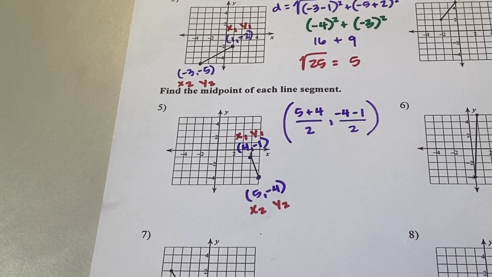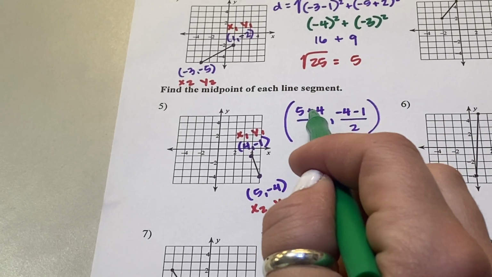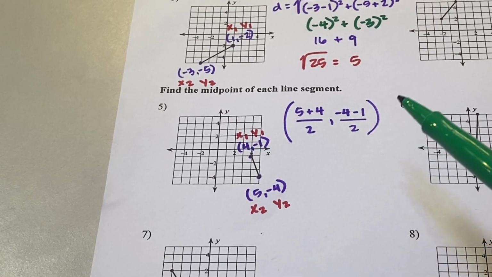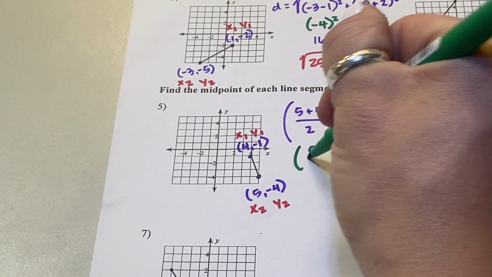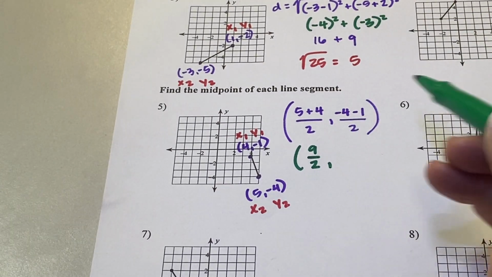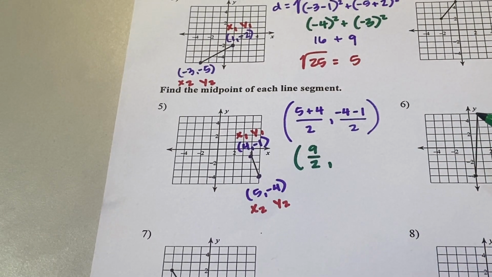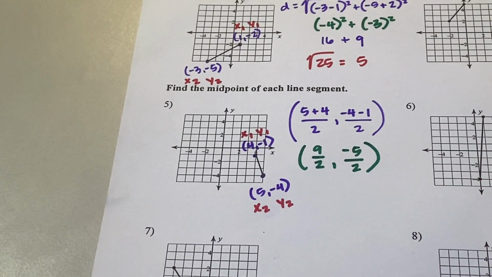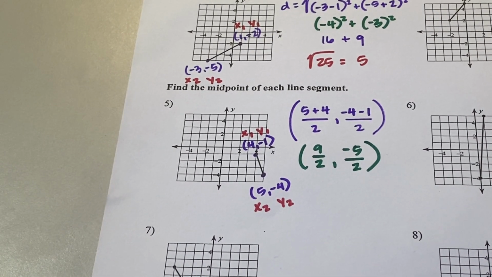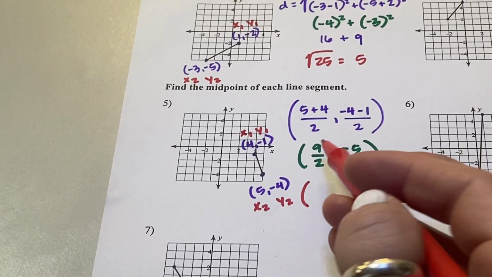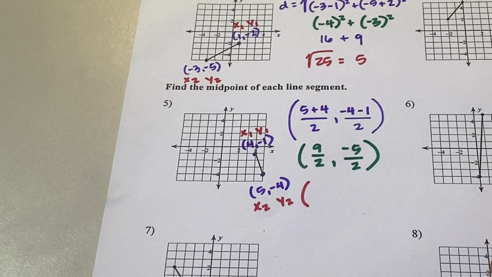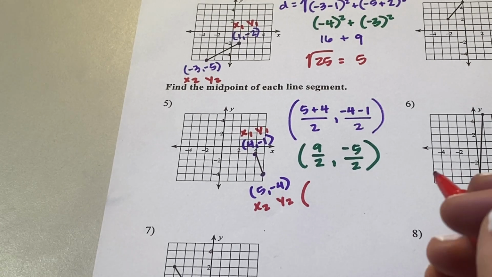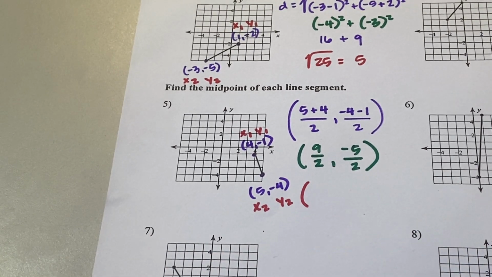Okay, so now we just go ahead and crunch our numbers. What is 5 plus 4 going to turn into on top? 9. 9 divided by 2. Negative 4 minus 1? Negative 5. Negative 5 divided by 2. Okay, these are not going to be nice, pretty numbers. That's okay. They'll be decimals. Totally fine. If you did 9 divided by 2, what would that give you as a decimal? 9 divided by 2. What are we going to get there?